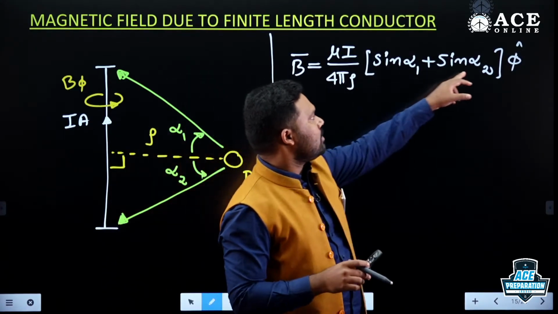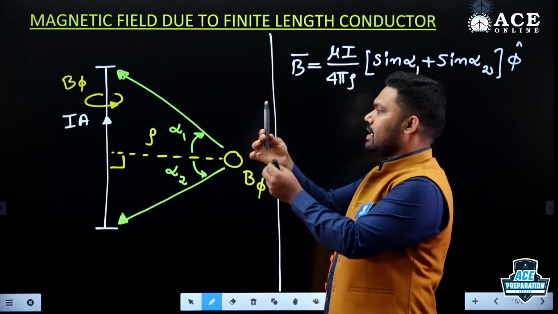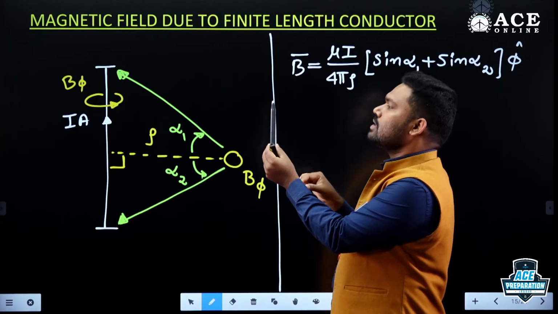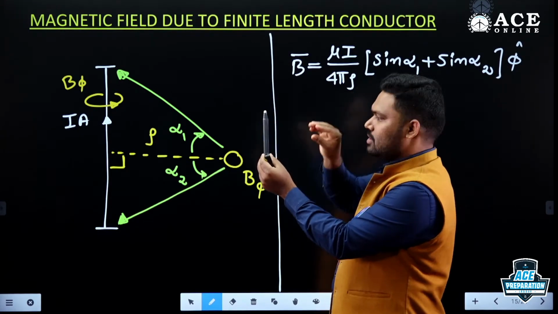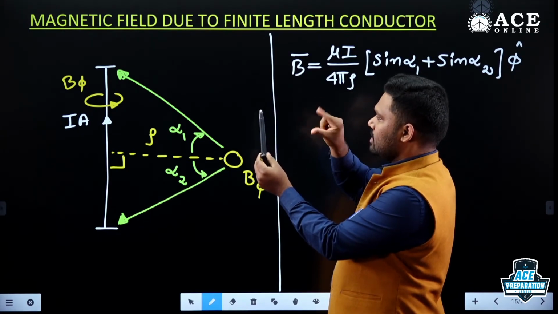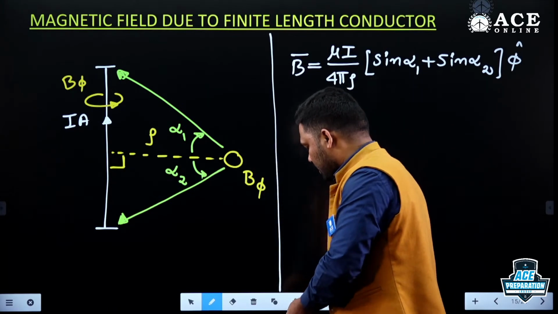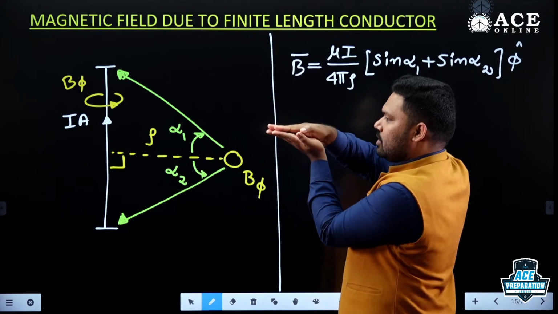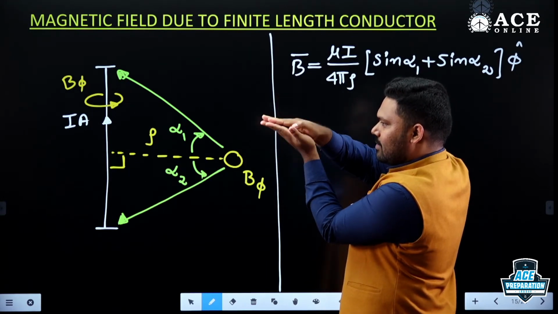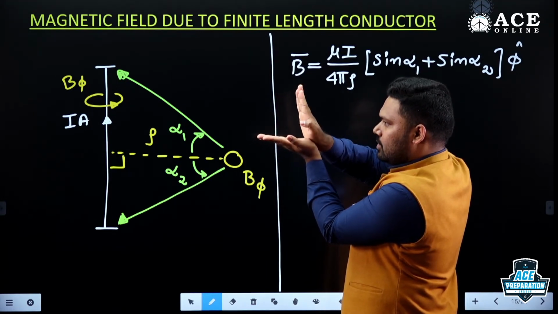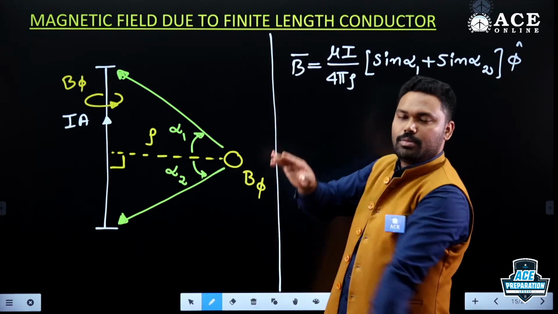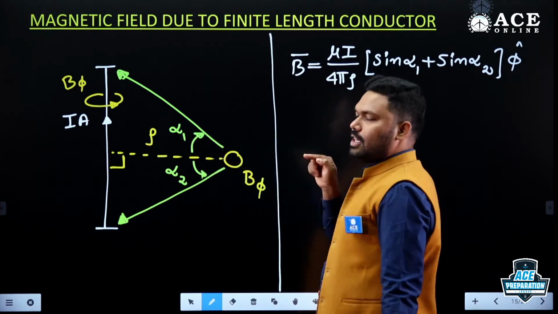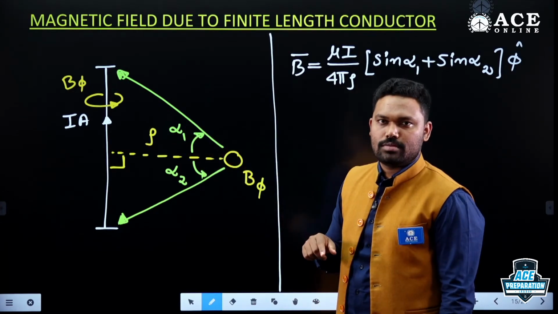Fine. So what are alpha 1 and alpha 2? Suppose there is a current carrying conductor and I want to find the magnetic field here. You need to see the corners. This is alpha 1, this one is alpha 2. So remember this construction. If you want to find the magnetic field here, from here you need to see the angles. This is the angle made with respect to the upper corner, and this is the angle made with respect to the lower one. Alpha 1, alpha 2. And the perpendicular distance from here to here is rho.